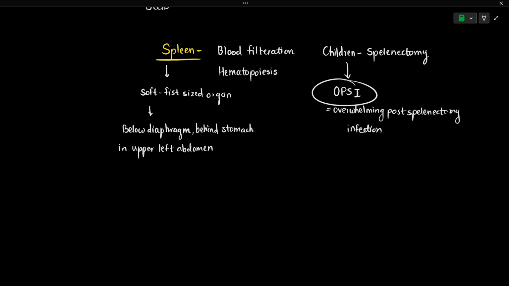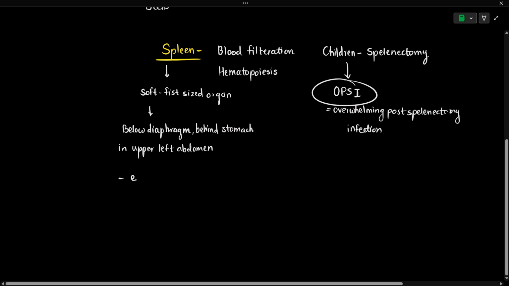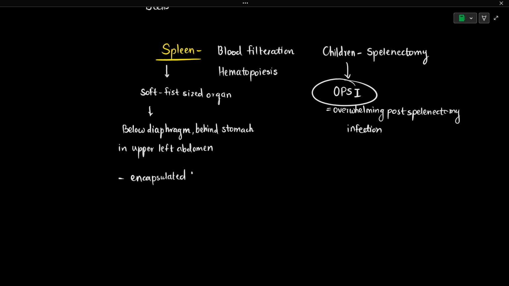So this spleen, and not just the spleen, all of the secondary lymphoid tissue, are compartmentalized from the outer environment using a fibrous capsule. The fibrous capsule is going to surround this organ, and all of the secondary lymphoid tissue, and that is going to encapsulate the spleen. So this spleen is encapsulated by a fibrous capsule. Okay, and in this fibrous capsule, there will be the tissue which is going to do its job.